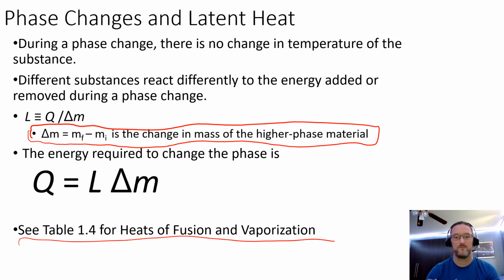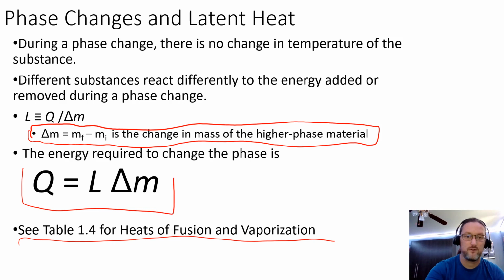So in the case we just looked at, we melt an ice cube. How much started as water? None of it, 0. How much ended as water? All of it, however much we started with, right? In practical terms, we want to use this Q equals L Δm.